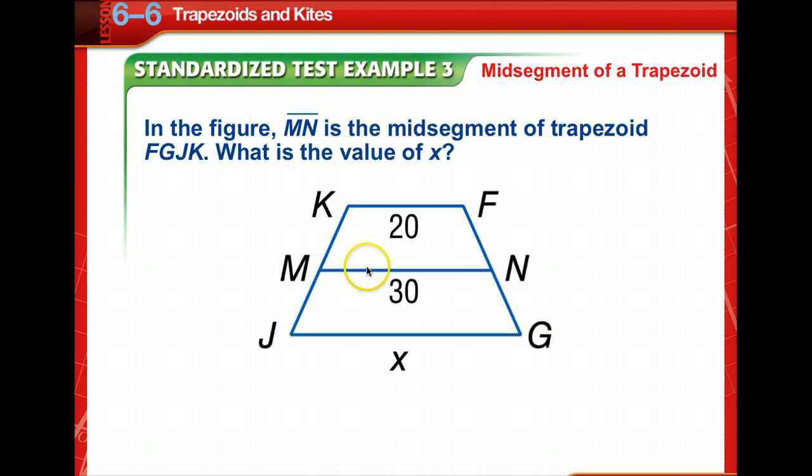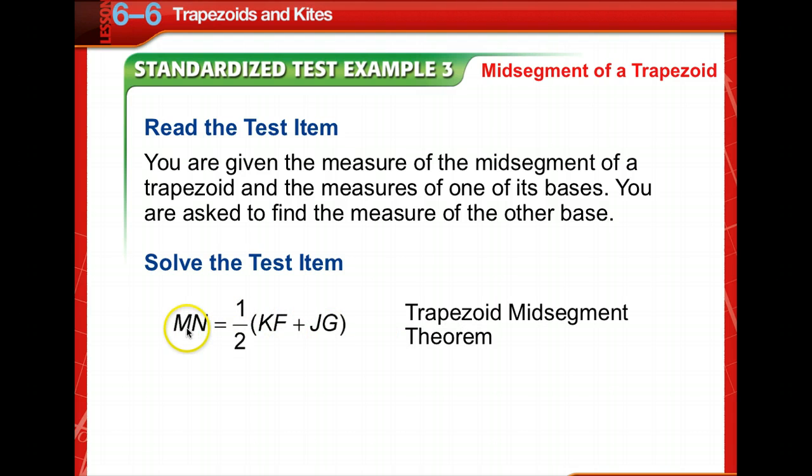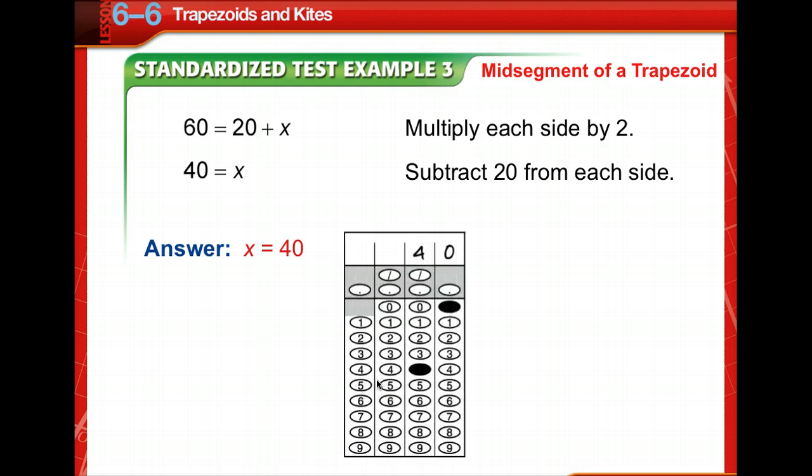In the figure, MN is the mid-segment of trapezoid FGJK. We're to find the value of X. So we know that the mid-segment of the trapezoid is equal to 1/2 of the sum of both bases. 30 is equal to 1/2 times (20 plus X). Let's multiply both sides by 2 to get rid of that fraction. Subtract 20 from both sides. So X is equal to 40.